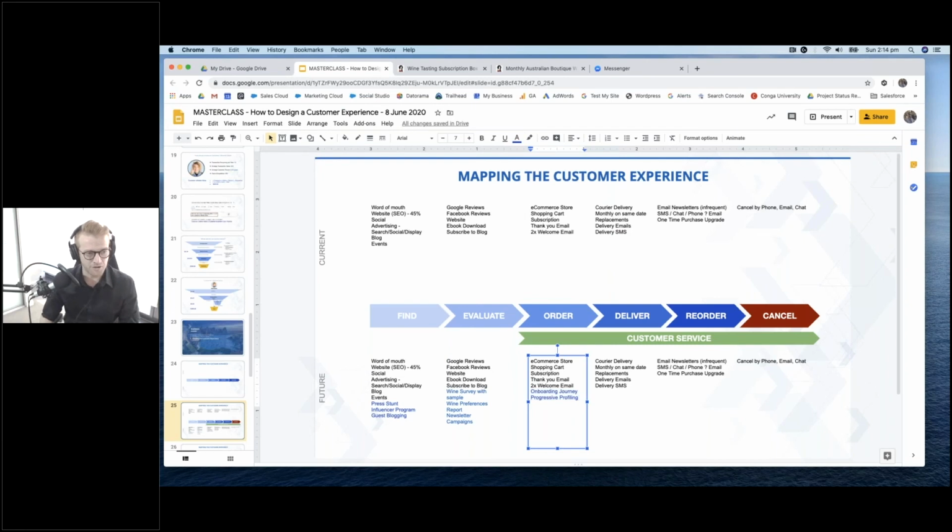Okay, what else would you do? Naturally, wine surveys. If they receive an order, I want to find out how it was: how did it taste, rate it, what did you think about it, what flavors did you pick up? The other thing I'd look at is trust signals. He has really great trust signals, but you can always improve them. Wine education emails as well.